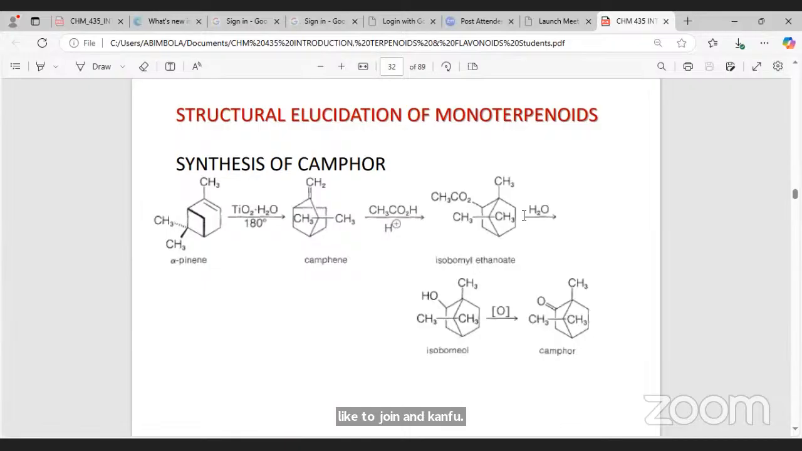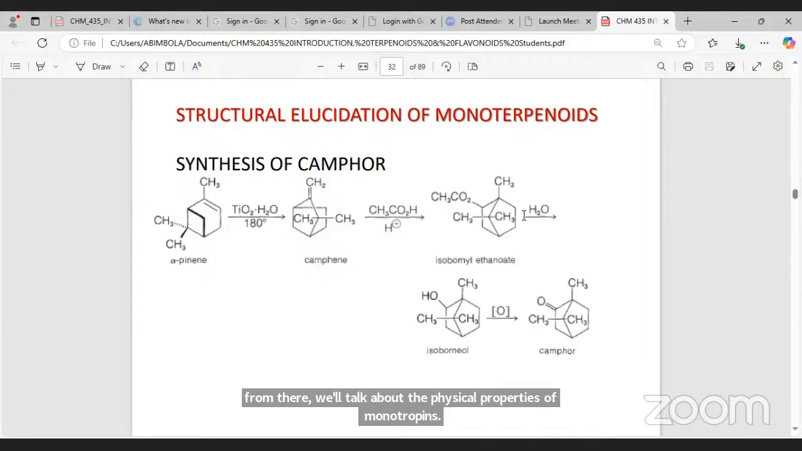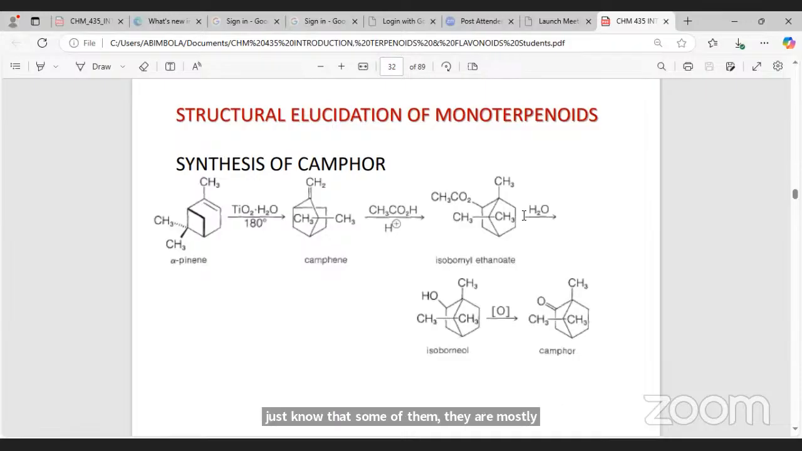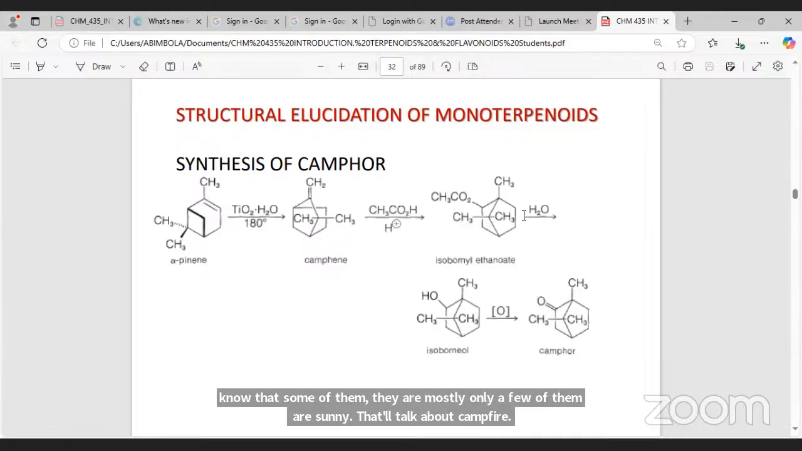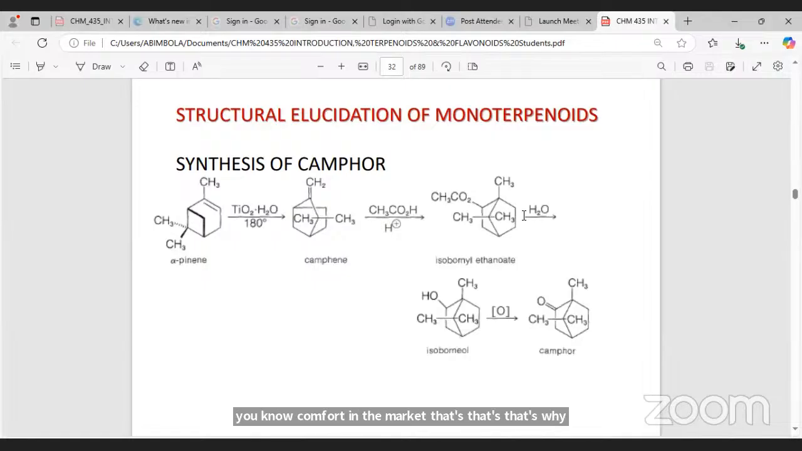You're good to go. Now, from there, we'll talk about the physical properties of monoterpenes. Just know that they are mostly liquid. Only a few of them are solid. That's where we talk about camphor. You know camphor in the market. That's why the smell of camphor repels some insects. So they are essential oils.